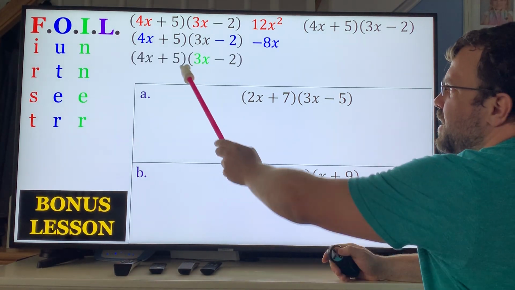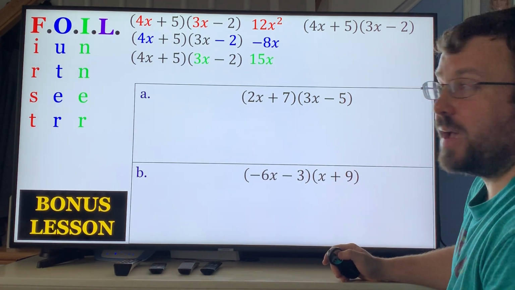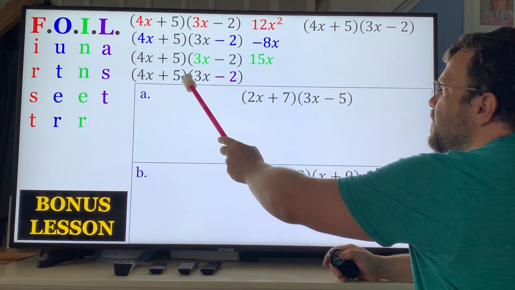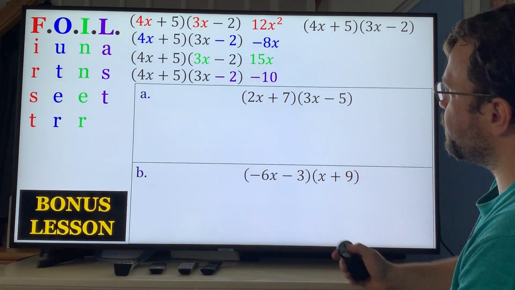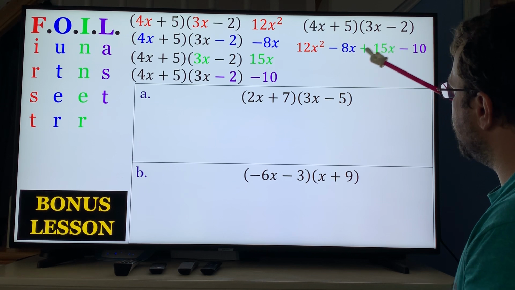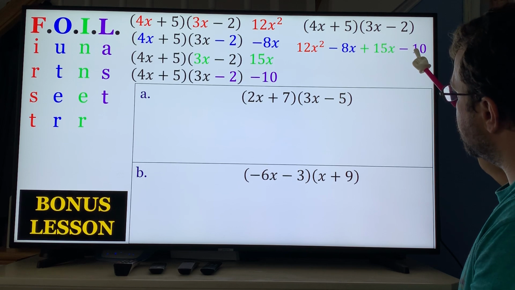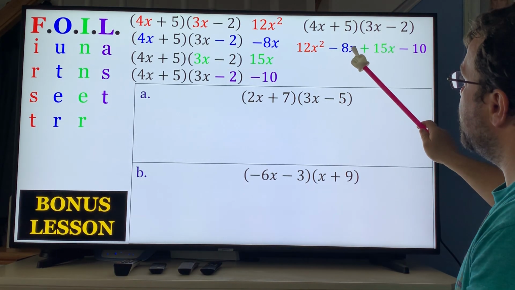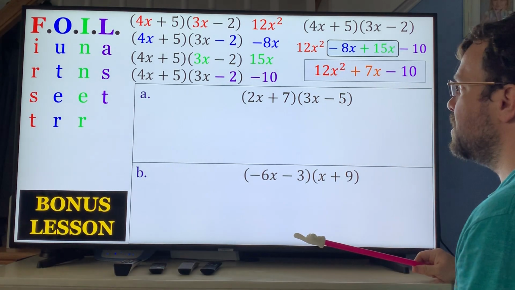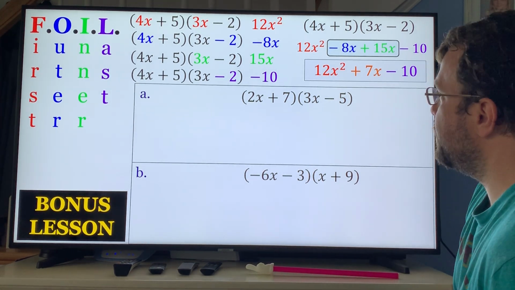Inner is the two inside numbers. It's 5 times 3x, which is 15x. Last are the two last numbers, so that's 5 and negative 2. 5 times negative 2 is negative 10. So what you do is 12x squared, negative 8x plus 15x, and negative 10. You combine like terms. Typically, you combine the two in the middle. The ones on the outside, your first and your last, stay because there are no common terms. Negative 8 plus 15 gives you 7x, and that's your answer. So why don't you guys attempt problems A and B? Go.